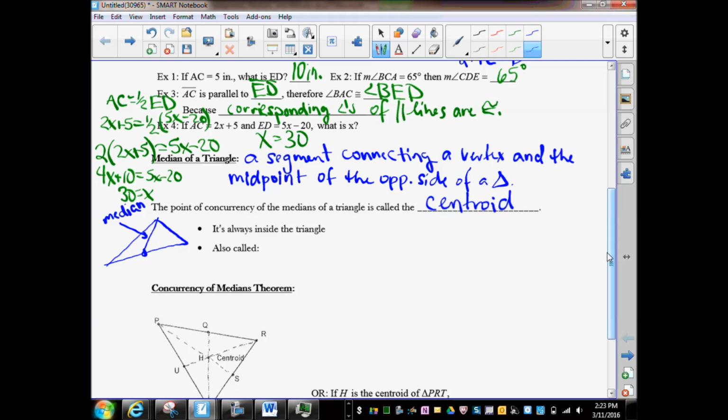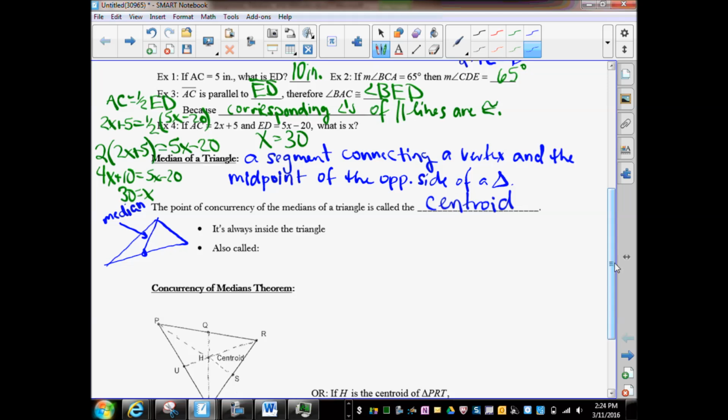You don't like that one. My favorite. Good, centroid. Now, something to note about centroids, they're always inside the triangle. I don't know. I would look it up, but I don't have my phone. You can look it up later on your own time.